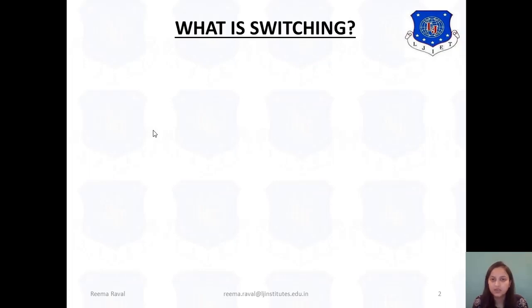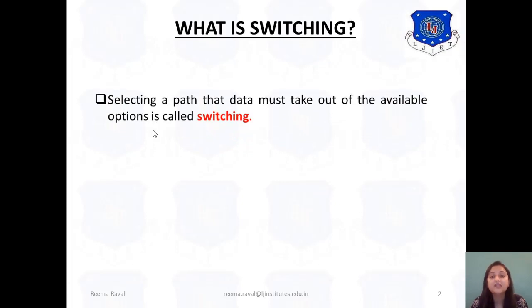In larger networks, there are multiple paths available from the sender to receiver. So a switching system is required to decide which path is to be selected from all the available routes. It can be defined as selecting a path that data must take out from the available options. This is the basic definition of switching system. Now let us consider the different techniques of switching systems.